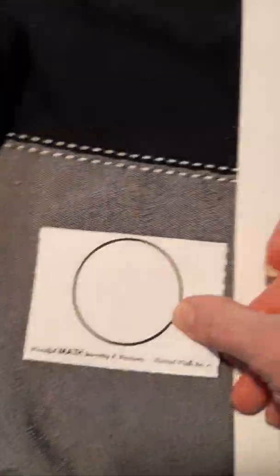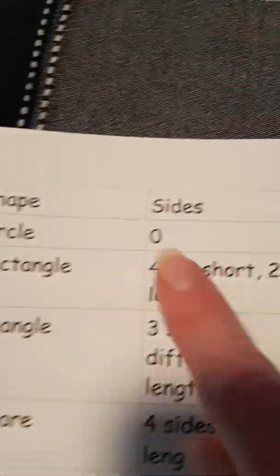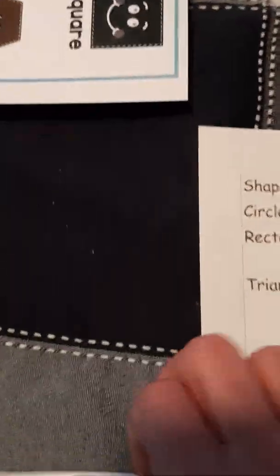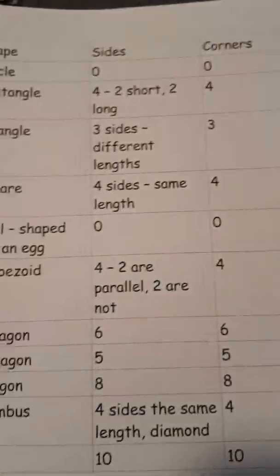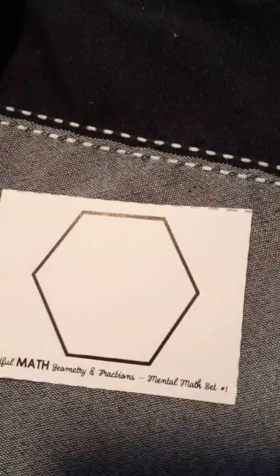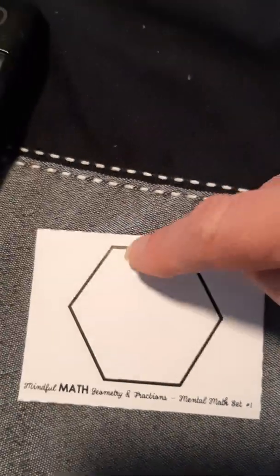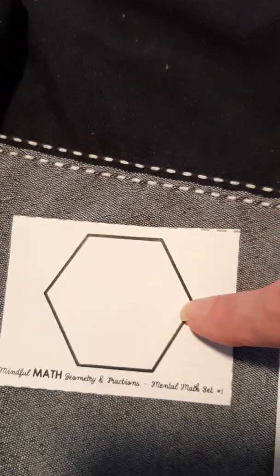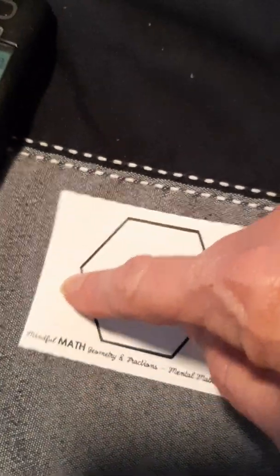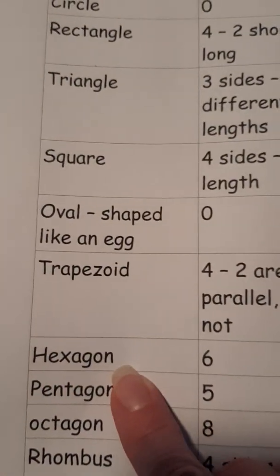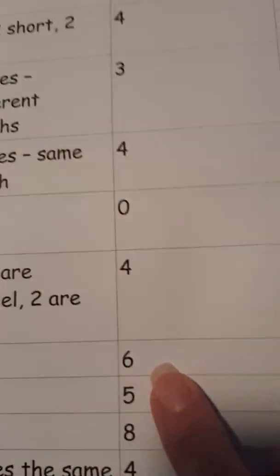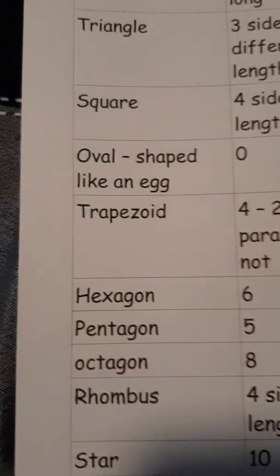And this is obviously a circle. 0 sides, 0 corners. See? Circle. Now this one's a little trickier. Let's count the sides. 1, 2, 3, 4, 5, 6. Do you remember what a 6-sided shape is called? A hexagon has 6 sides and 6 corners. Hexagon.